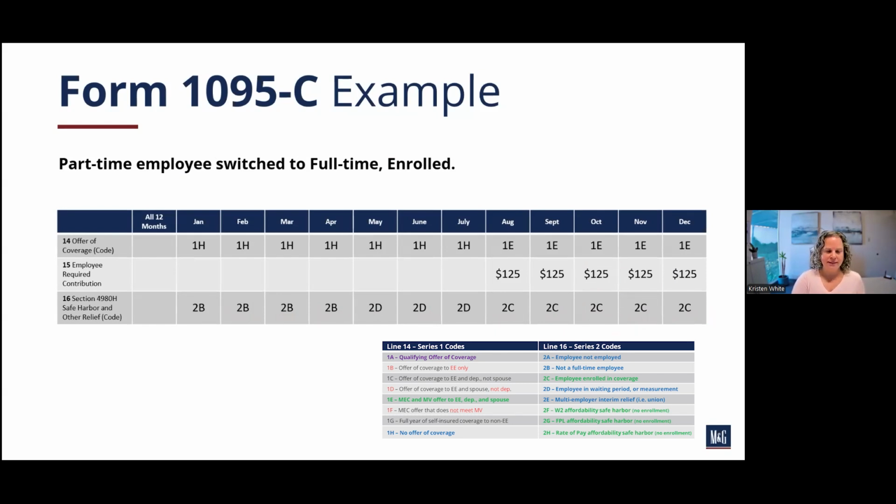Okay, this is similar to a hire, but we have a person that was part-time and then switched to full-time. So they were not eligible the first part of the year. This code at the bottom is saying they were not full-time. And then they were in a waiting period. And then they did take the coverage.